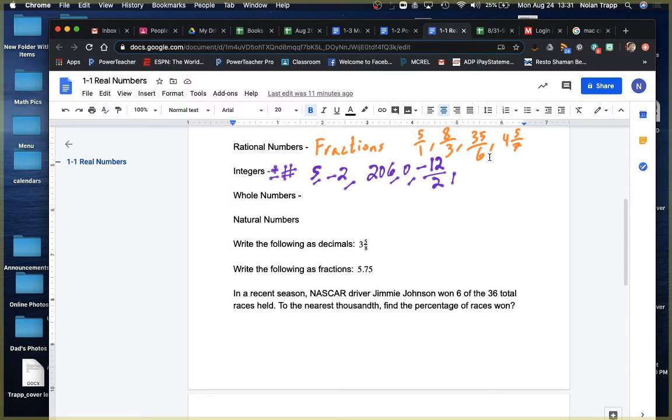Whole numbers, that's anything above 0. 0, 1, 2, 3. Once again, they can be fractions as long as they reduce down to a whole positive number. These are only positive numbers.